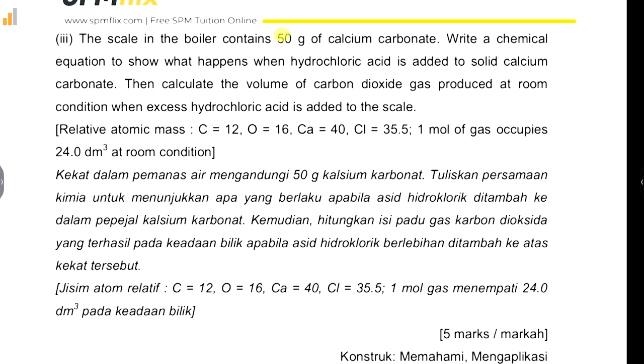Okay, first thing is 50 gram calcium carbonate. Write a chemical equation to show what happens when hydrochloric acid is added. So it's calcium carbonate and hydrochloric acid. Okay, that's first thing. Then calculate the volume of carbon dioxide gas. Okay, you got that? First things first, write the equation. Everybody write. Your equation must be balanced. Okay, I give you 30 seconds. Write a balanced equation.